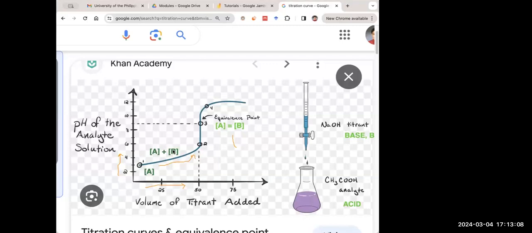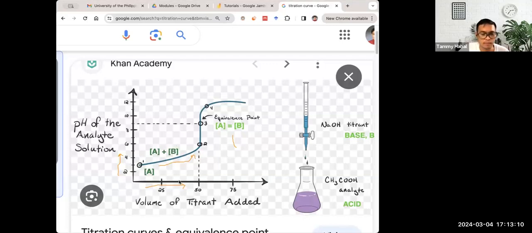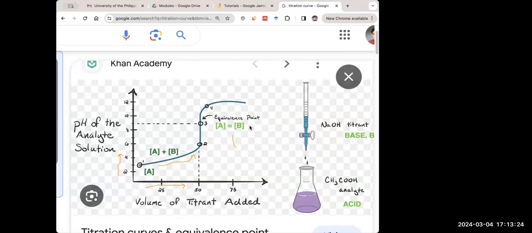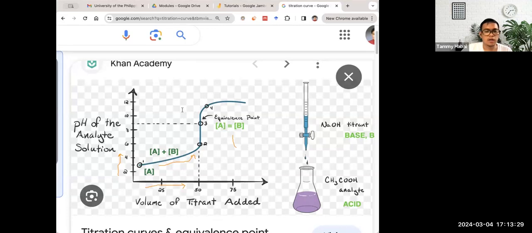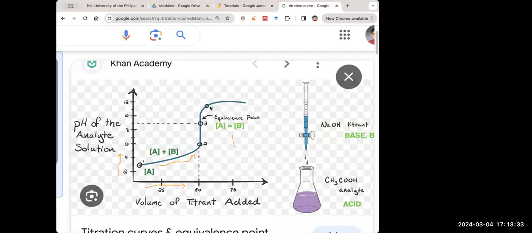So at half, let's say at the volume of the third can, as you can see, the pH of the solution is at 9. And the equivalence point has an equal concentration of your acid and base. In this case, what happens in this area? The base becomes greater.